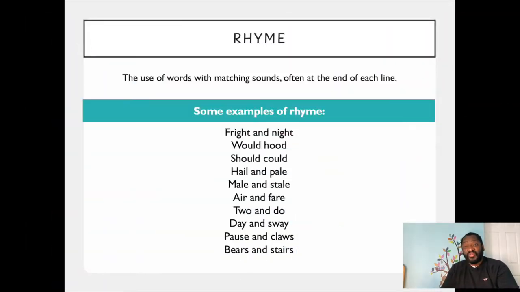Rhyme. One of the first things most people would think about when thinking about poetry. So a rhyme occurs when 2 words sound the same when spoken out loud. These words usually have the same ending sound. However, they don't always have to be spelt the same. Rhyme is used in poetry to create some very interesting types of reading, and is used to create a pattern within most poems. An example could be fright and night, wood, hood, male, stale, day and sway. These are examples of rhyming words.